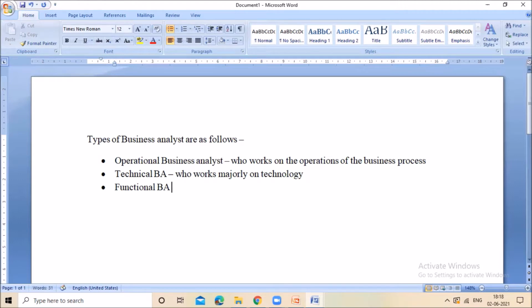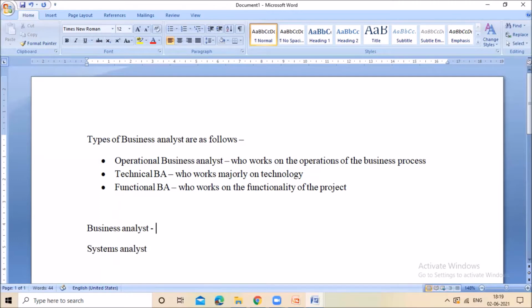Third will be called the functional BA, who works on the functionalities of the project. This is generally the major role a BA plays. Most of the business analyst opportunities lie in functionality. Earlier, in older days, we used to have two kinds of positions: one is business analyst, second is called systems analyst. This is how the positions generally were.